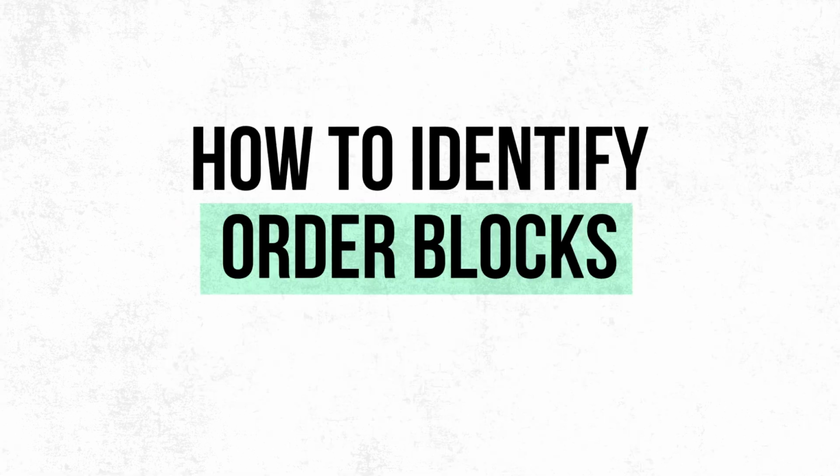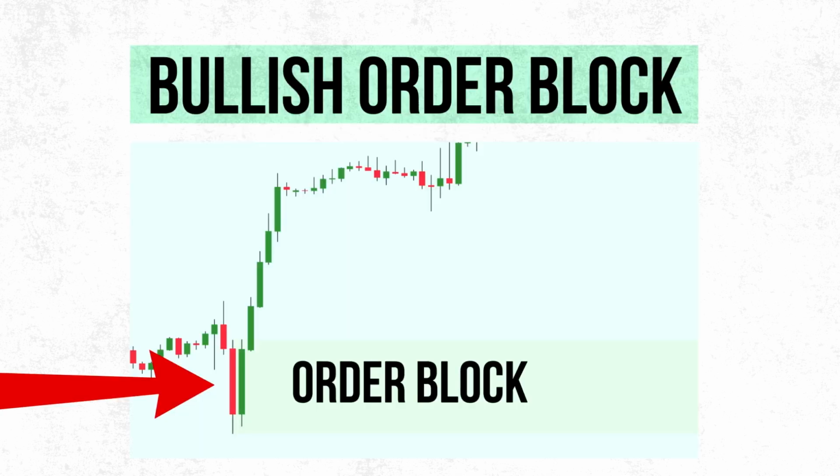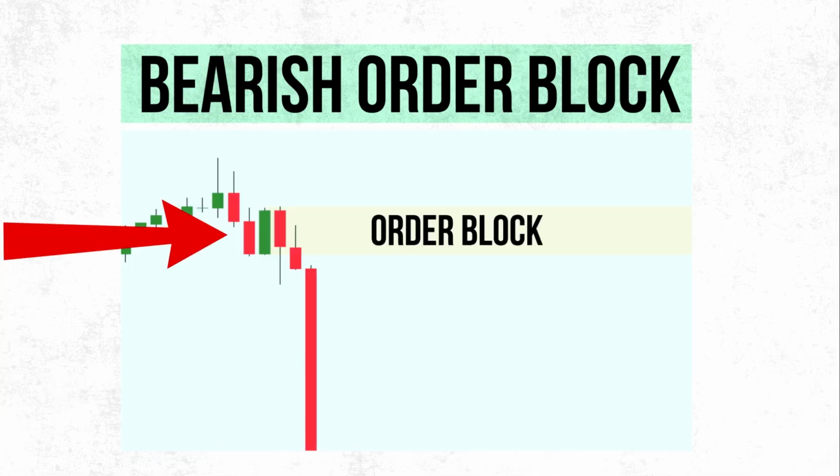Now, how to identify order blocks on your chart? Technically speaking, if you want to go long, your order block is the last red candle or blocks of red candles that trigger the bullish trend. On the contrary, if you are a short seller, your order block is the last green candle or blocks of green candles that trigger the bearish trend.